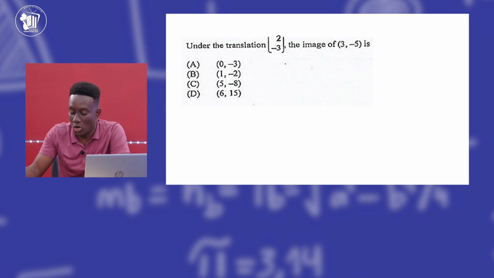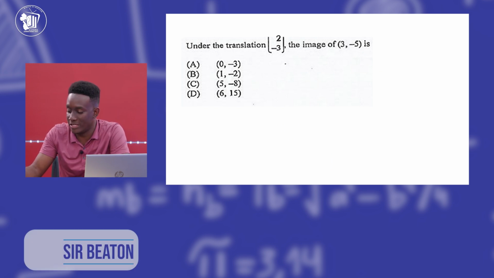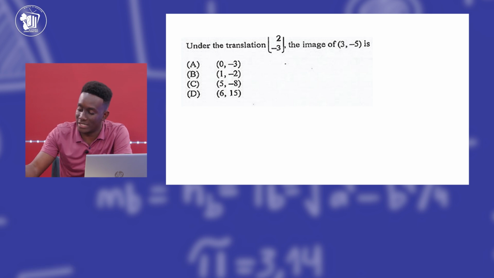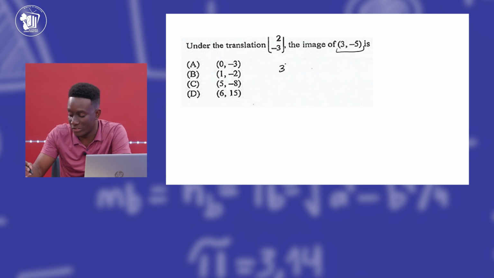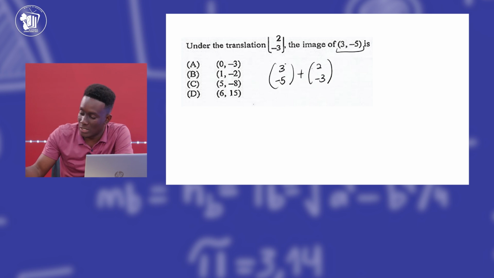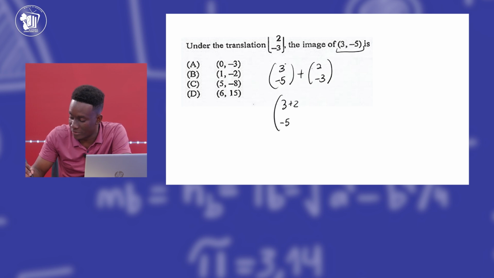So the next one says, under the translation (2, -3), the image of (3, -5) is. So we just need to add the object plus the translation vector, and that would give you the image of this here. So we can turn that into vector form, (3, -5), plus the translation vector, which is (2, -3). That would give me 3 plus 2, and also -5 plus -3. So these two, the negative and the positive, will turn into a negative.